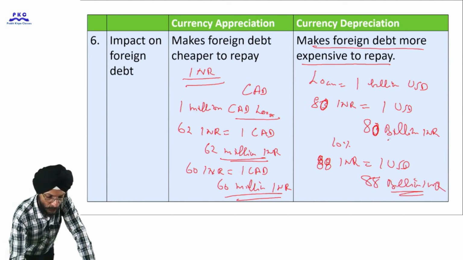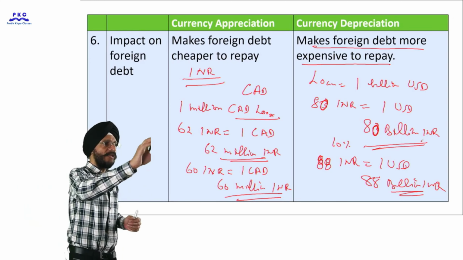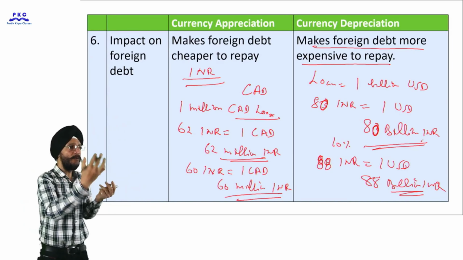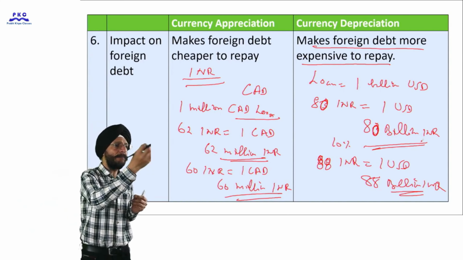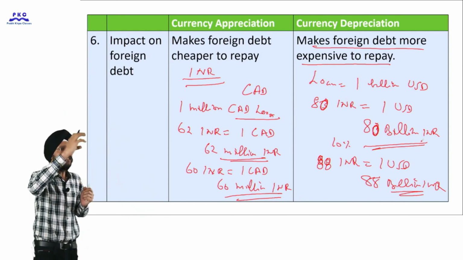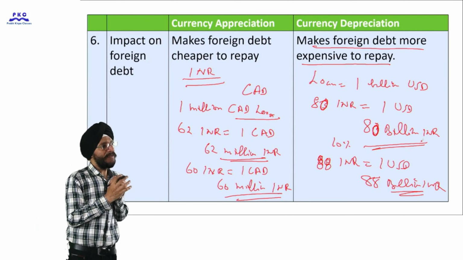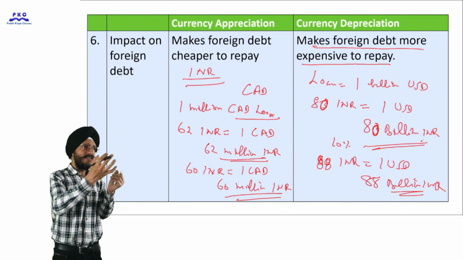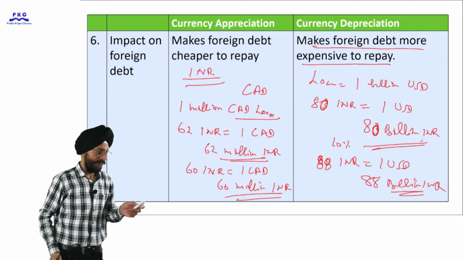Earlier it was required only to repay, if it decides so, 80 billion rupees plus interest, but now it will have to pay more in domestic currency. It will buy US dollars with 88 billion Indian rupees and will be in a position to repay the debt. So when there is currency depreciation, it becomes expensive for the country where the currency has depreciated. The foreign debt becomes more expensive to repay.